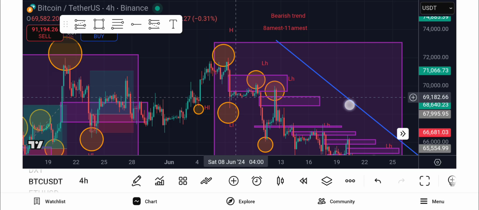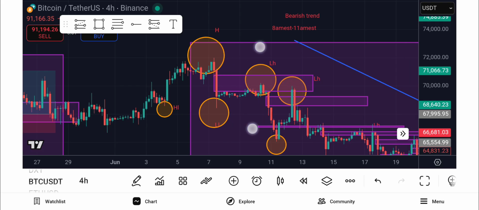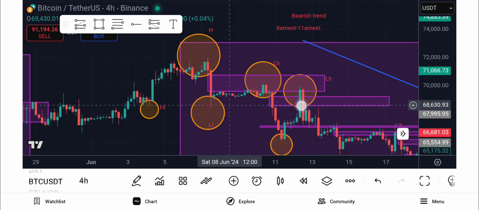So what are we doing? 8 a.m. Eastern. This is 8 a.m. right here, right? But notice how this green candle never went back into this fair value gap. We wouldn't enter this one.